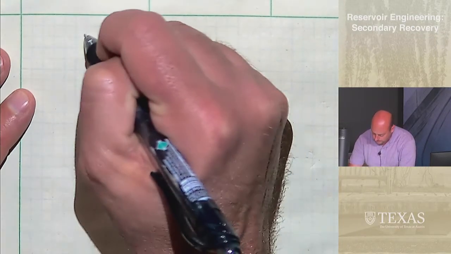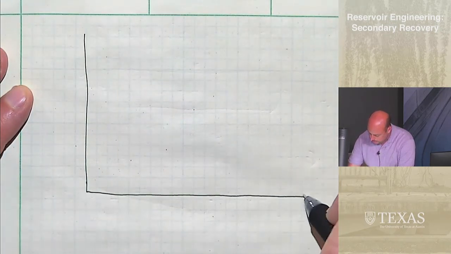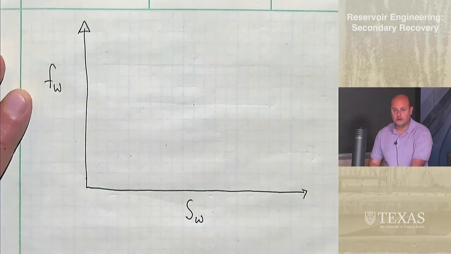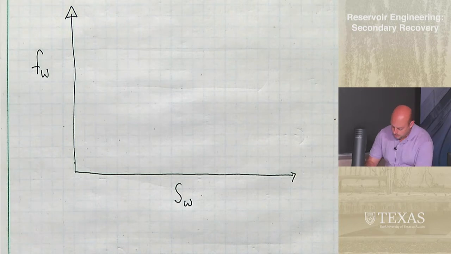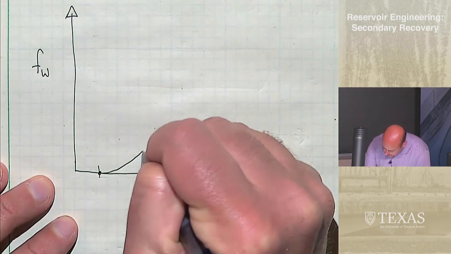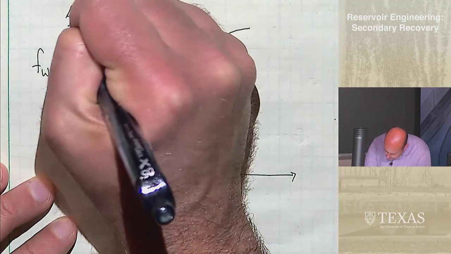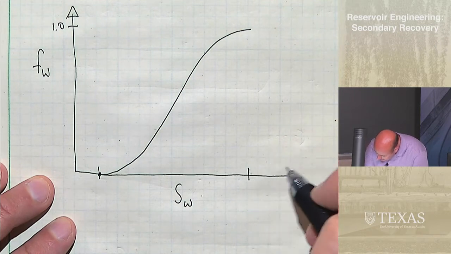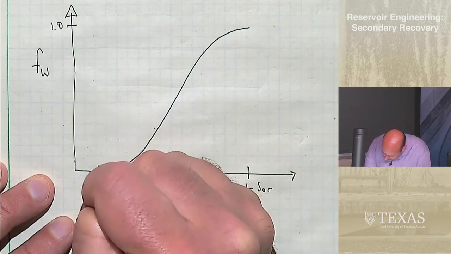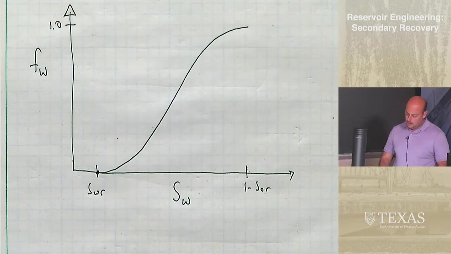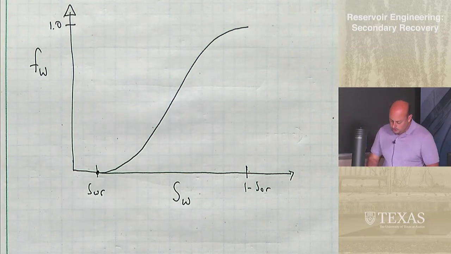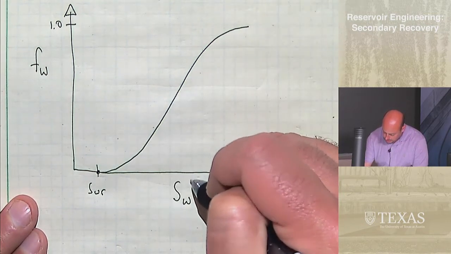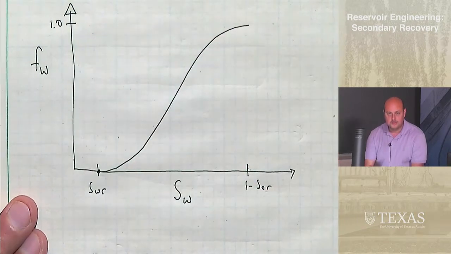We have a curve of fractional flow FW versus water saturation SW that looks something like this. At least in the absence of gravity, this is one, this is 1 minus SOR, that's SWR. And we have that curve. And what we also want is some location on here, SWF, that corresponds to an FWF.